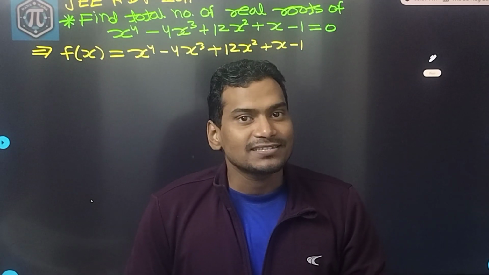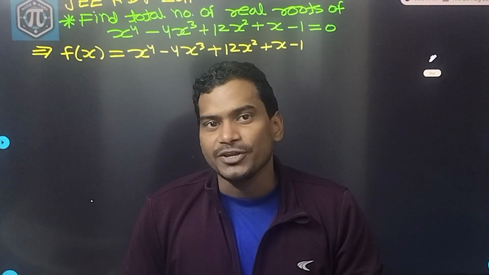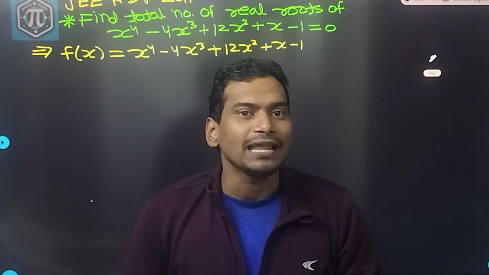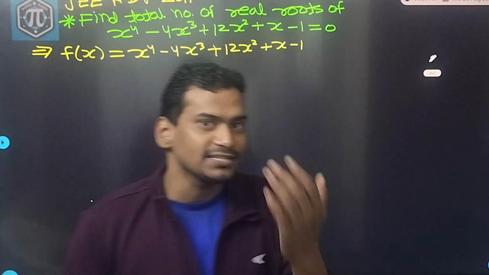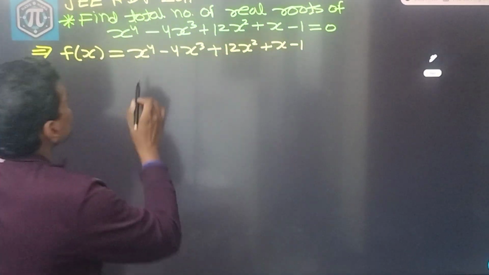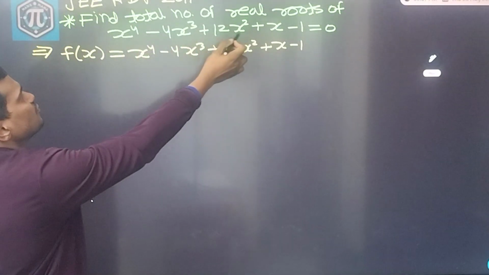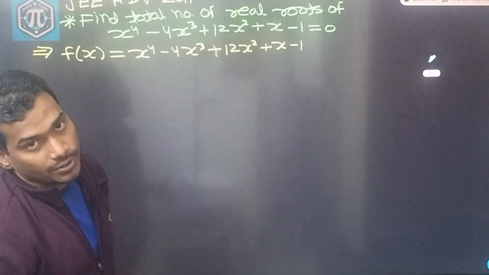Today we will discuss a very important PYQ of JEE Advanced 2011 on application of derivatives. So let us see the question. Find out the total number of real roots of x^4 - 4x^3 + 12x^2 + x - 1 = 0.